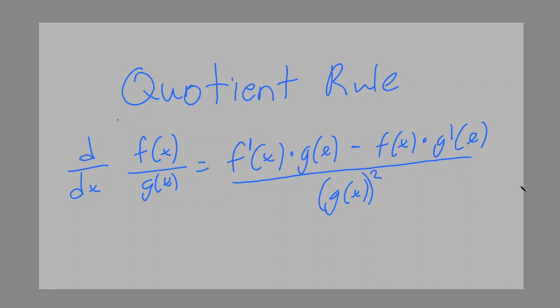Alright, so today we're going to be going over the quotient rule. Let's say we have d over dx of the function f(x) over g(x). By the quotient rule, we would do f prime of x times g of x, minus f of x times g prime of x, and then all of that would be over the function g of x squared. So let's get on to some questions.